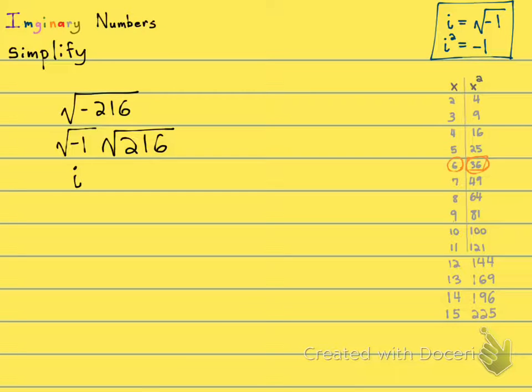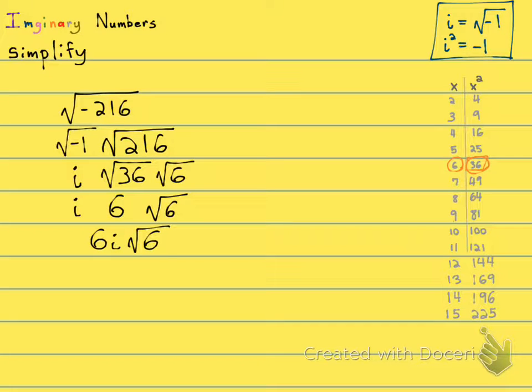So I'm going to break it up into the square root of 36. And 216 divided by 36 is 6. So now, instead of using 4 and 9, look at this. Now I have the square root of 36. So this is i, the square root of 36 is 6, and then the square root of 6. And then remember, we write it like this: 6i square root of 6.